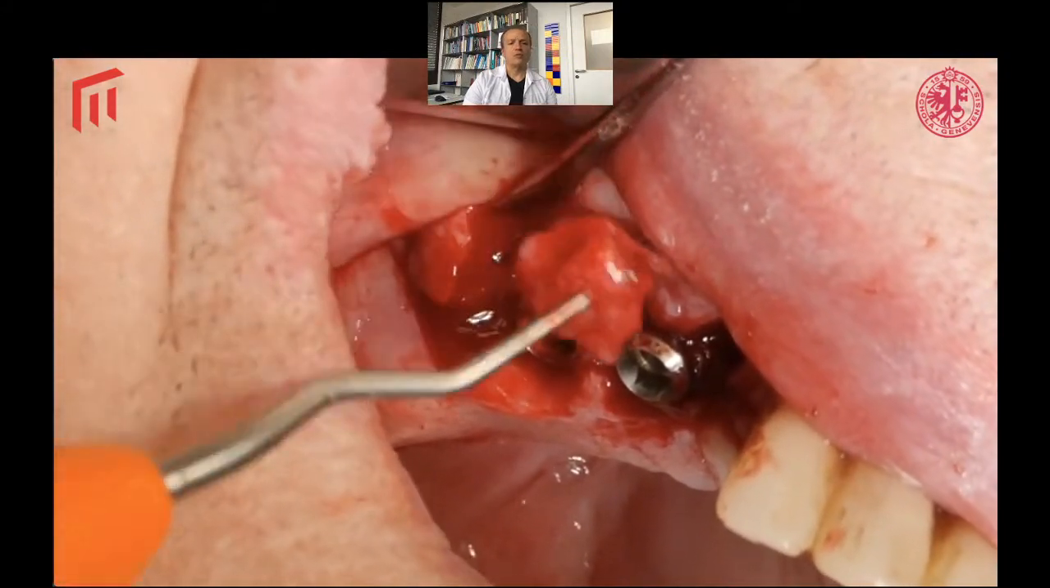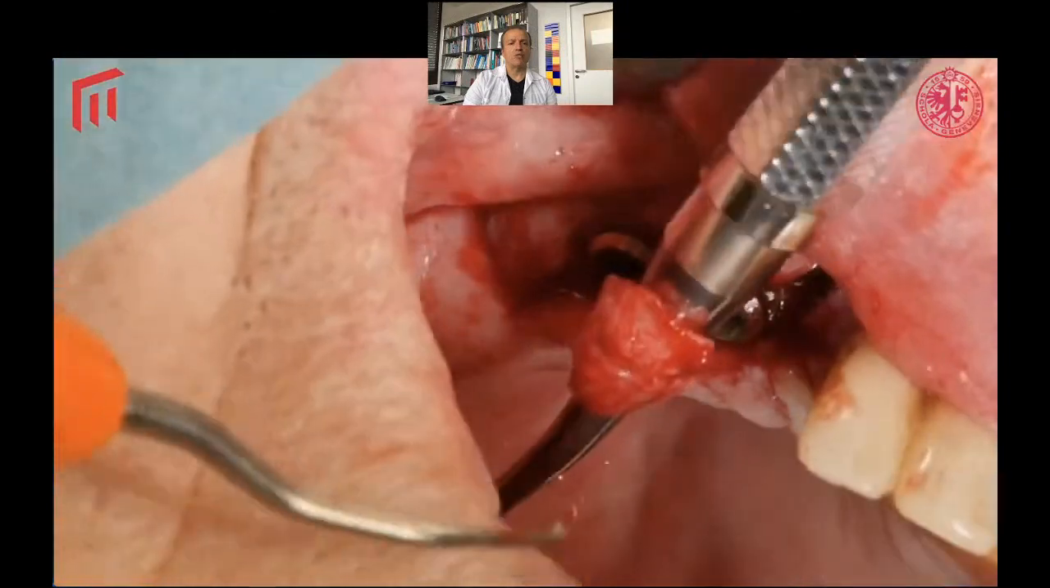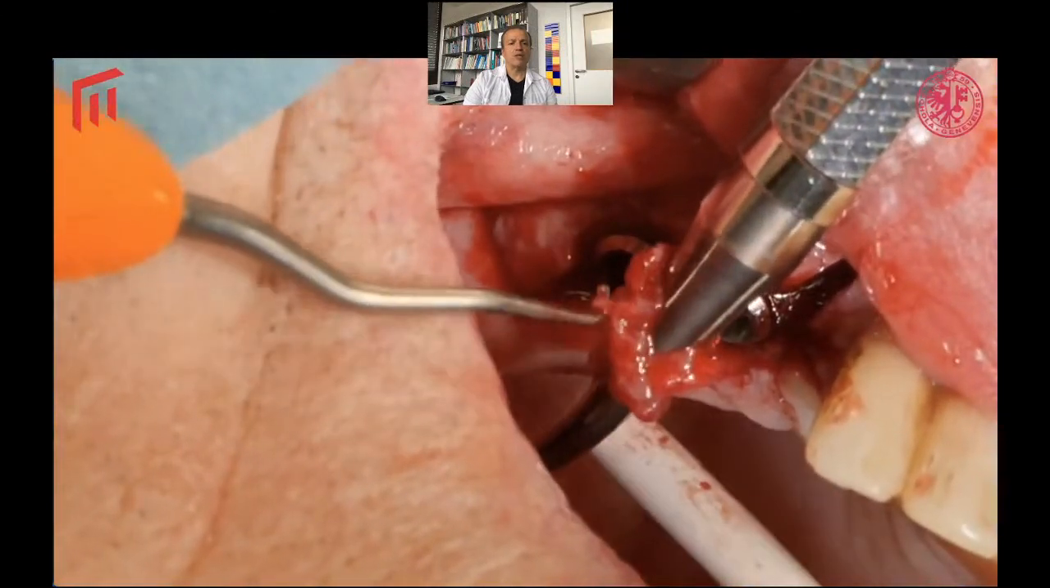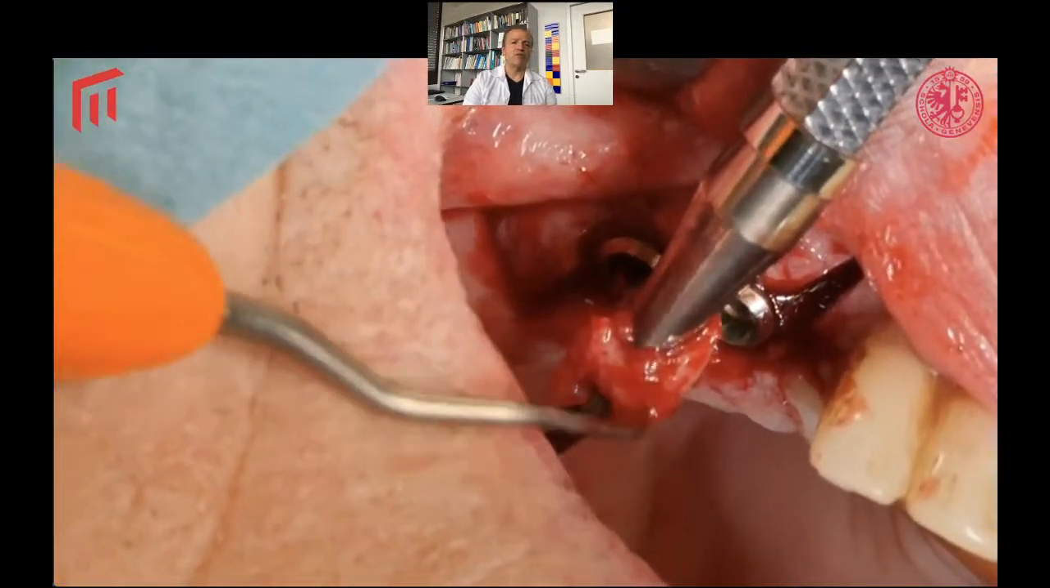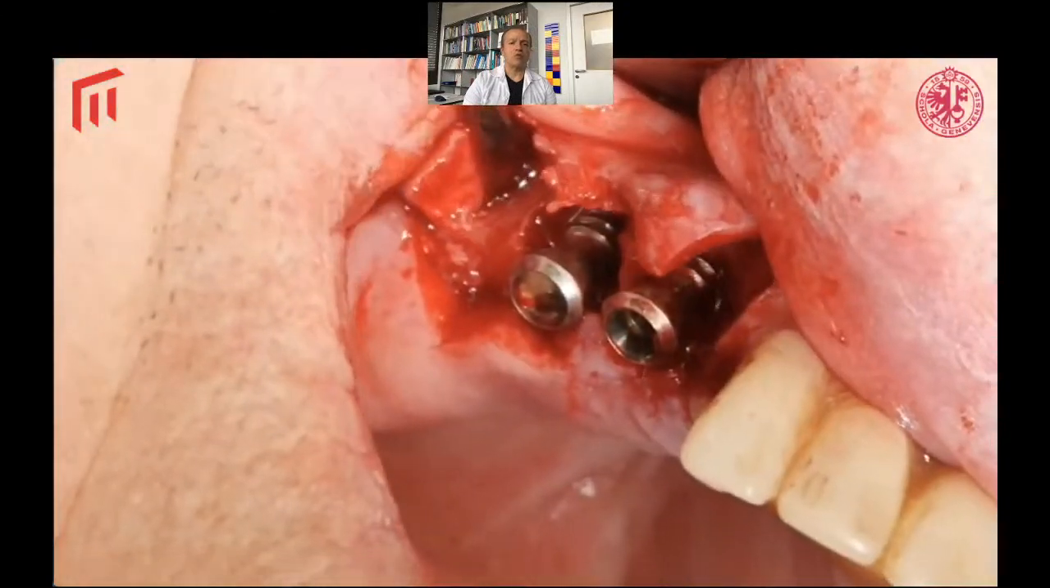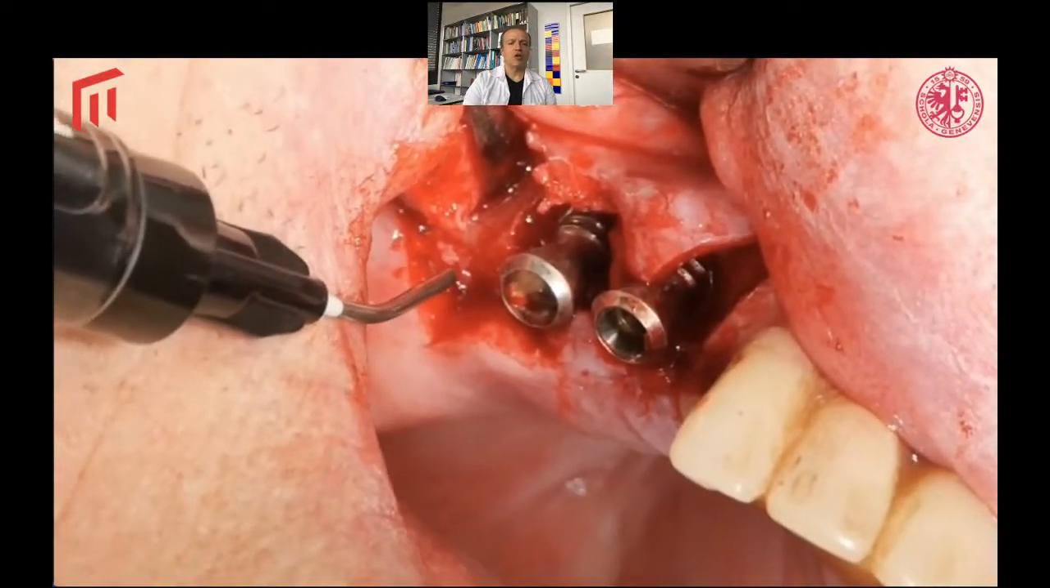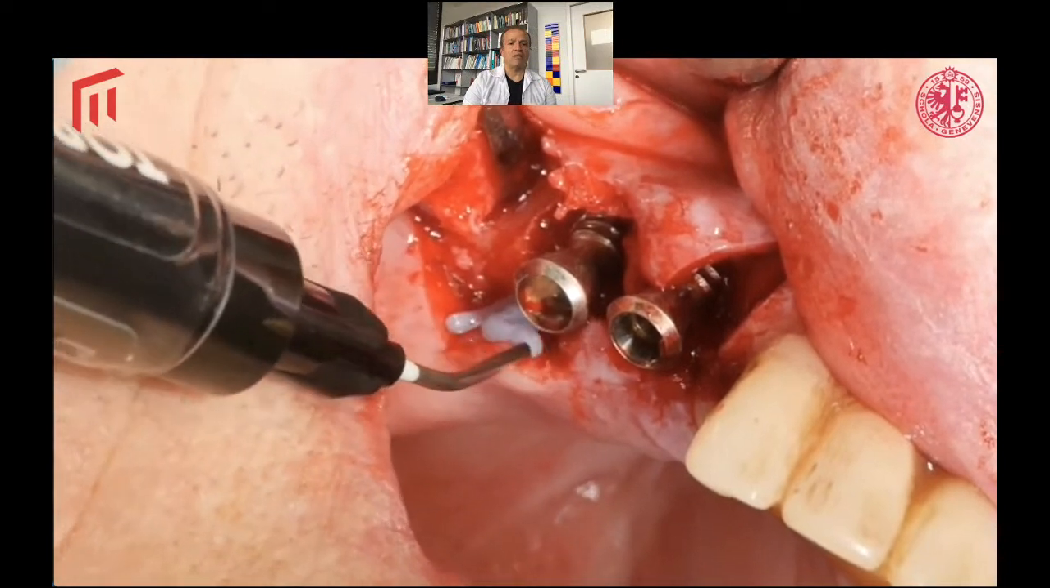When we debride the defect, we use titanium curettes, especially in cases where you have implants with a transmucosal component, in order not to scratch the implant surface and make it more rough.